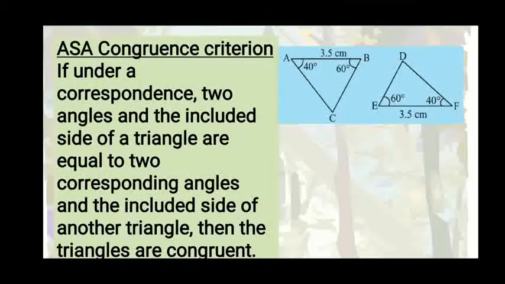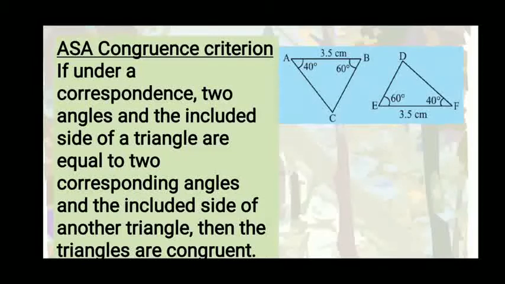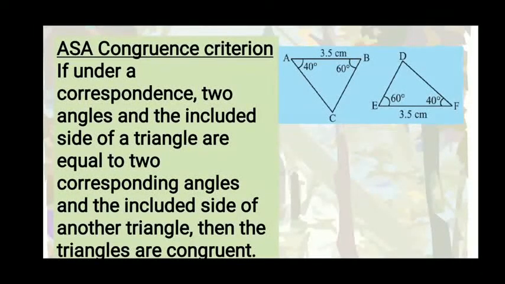Now, when you are applying the ASA test, you have to see the correspondence. What corresponds to which angle? C corresponds to D, A corresponds to F, and B corresponds to E. Therefore, if you are writing the name ABC, then the second triangle should be named FED. That's how we find the correspondence.